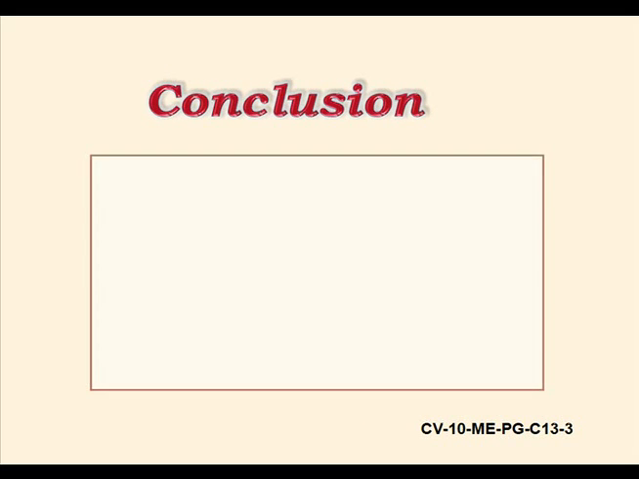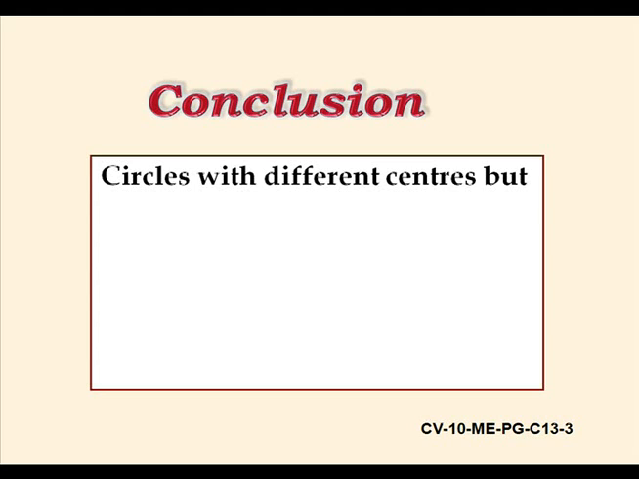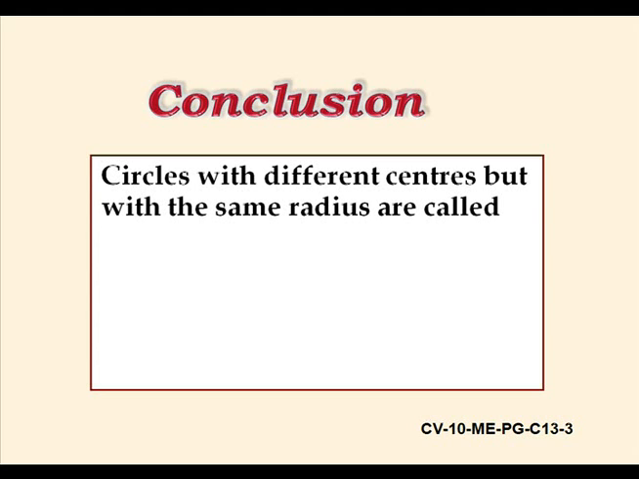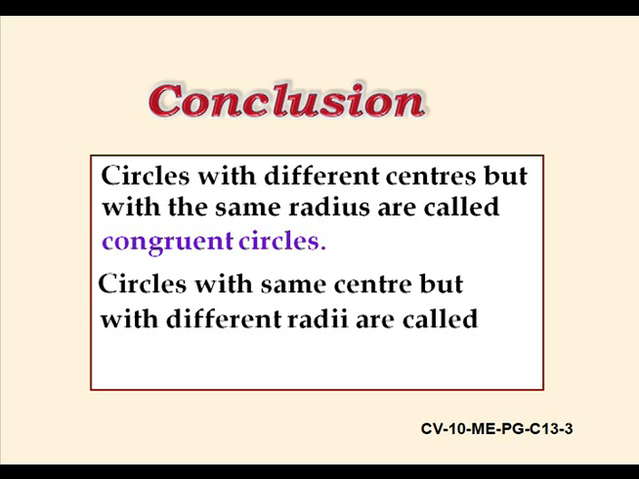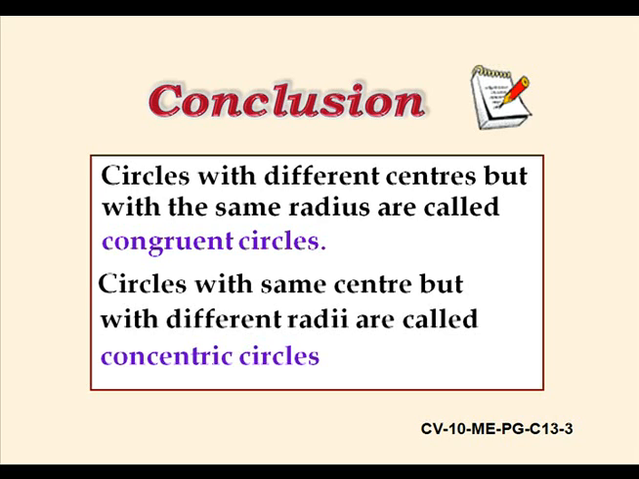Now, let us conclude. Circles with different centers but with the same radius are called congruent circles. Circles with same center but with different radii are called concentric circles. Dear students, note down this important conclusion.